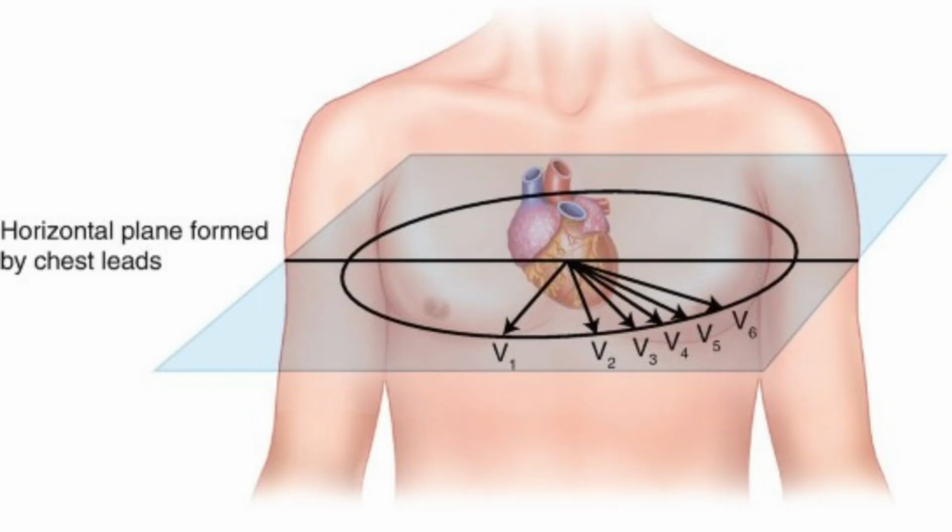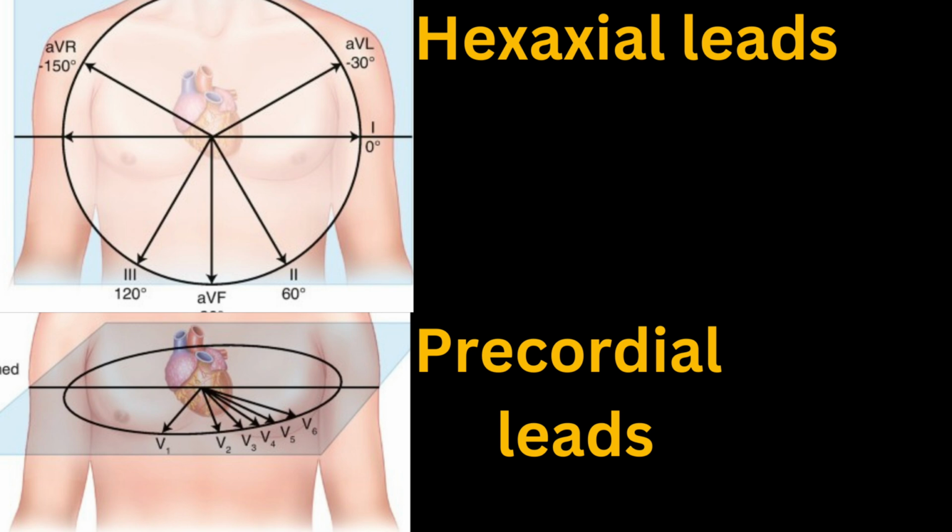Now when you have placed these precordial leads, these leads are looking at the heart in this direction. They are capturing the electrical activity from the front. Hexaxial leads are looking from the sides. Precordial leads are looking from the front.